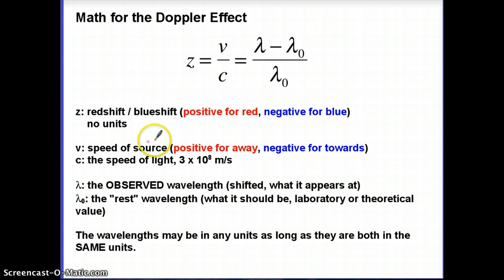V, again, is the speed of the source. So, for instance, there's a star that's moving around. The star's speed is V. We're going to make it positive if the star is moving away from us and negative if it's moving towards us. This is something I'm going to try to trick you with on the test. I'm going to give you a speed, and you're going to have to decide if it needs to be positive or negative.